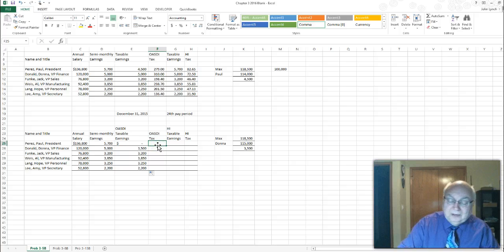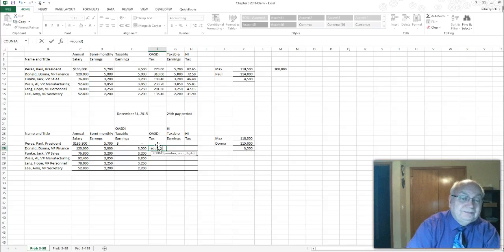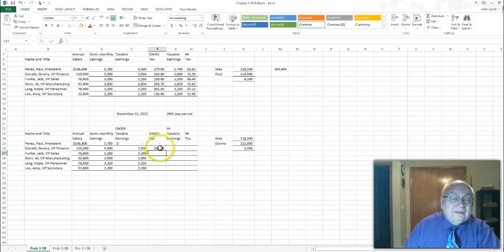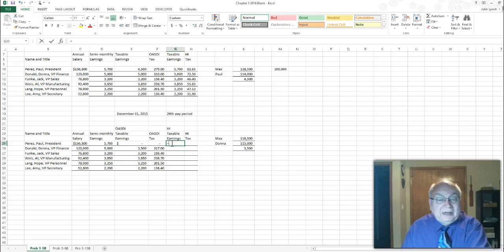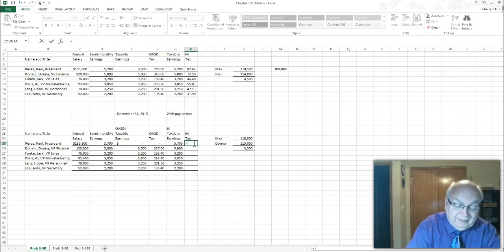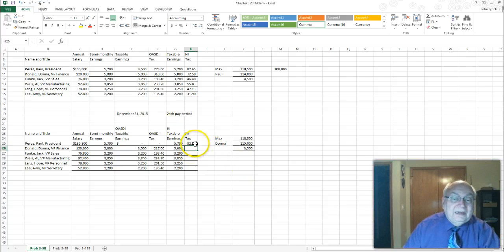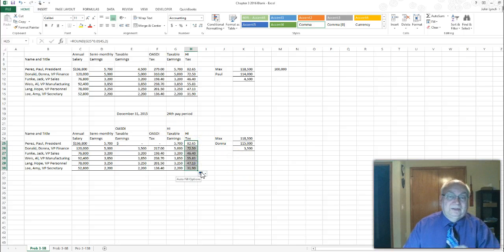Okay. Now this one we know is going to be 0, because 0 times 0 is 0, right? So equal round 3,500 times 0.062, comma 2. That gives you $217, and you copy this down, and that's the tax for the rest of it. Okay, now again, HI does not have a limit, so it's the entire 5,700. So you'd copy that down, and actually the tax is going to be just like it was from up above. Equal round the 5,700 times 0.0145, comma 2, enter 82.65. So these taxes should be identical to the ones up above.